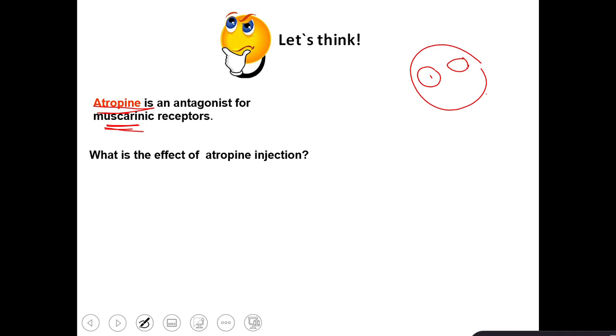And how about salivation? When acetylcholine stimulates its muscarinic receptors, salivation happens. But here, atropine is an antagonist for the muscarinic receptors. So what would happen is dry mouth. Let's go down at the level of the heart. Remember, when you stimulate the heart muscarinic receptors, the heart rate decreases. Here, you are blocking them, so the heart rate increases.